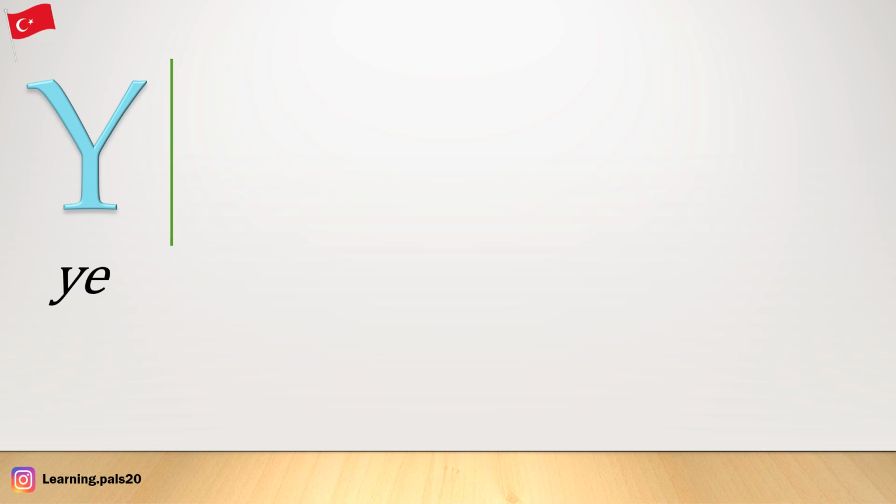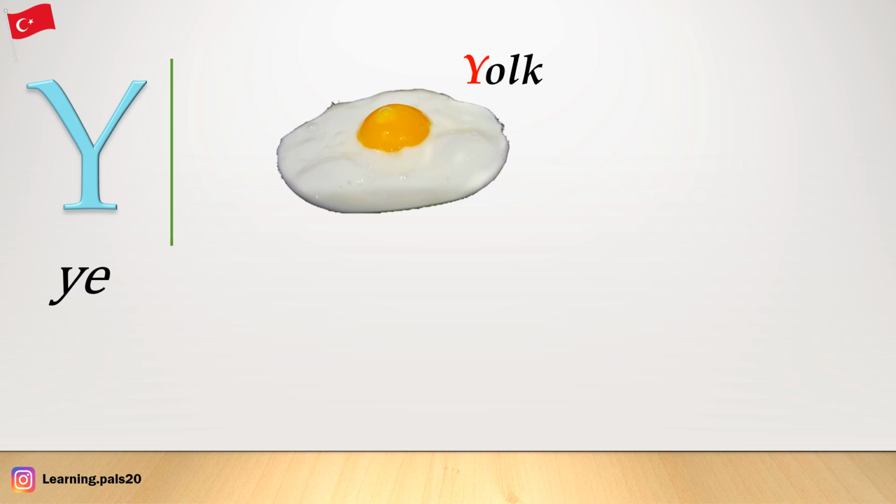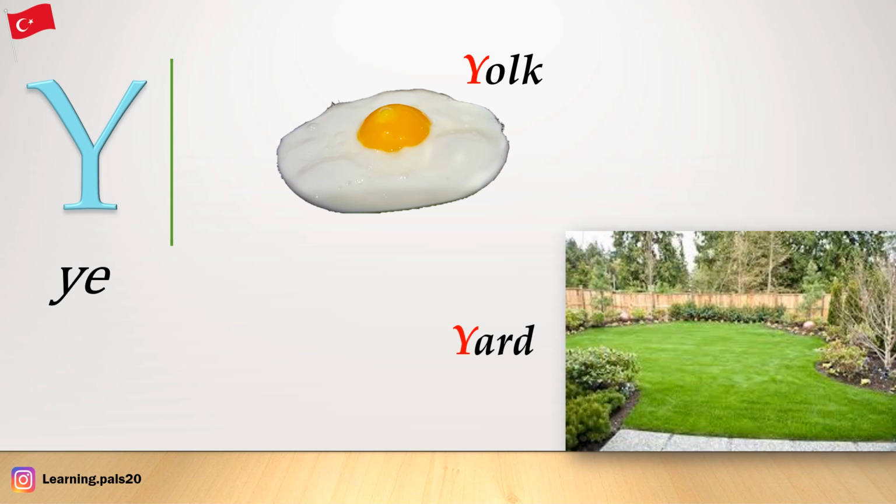Y. For example, yolk. The yolk is the yellow part of the egg. Another example, yard. Like the backyard of our house.